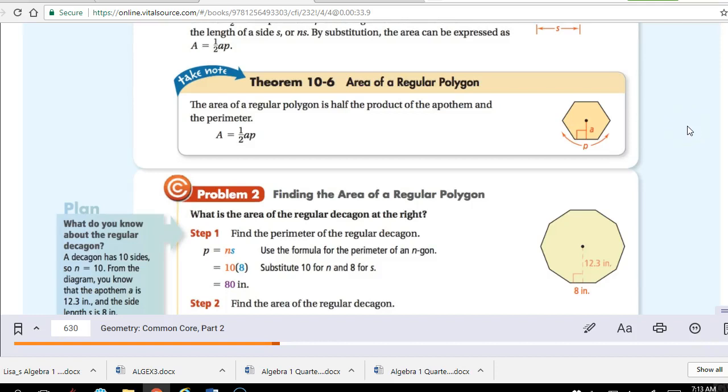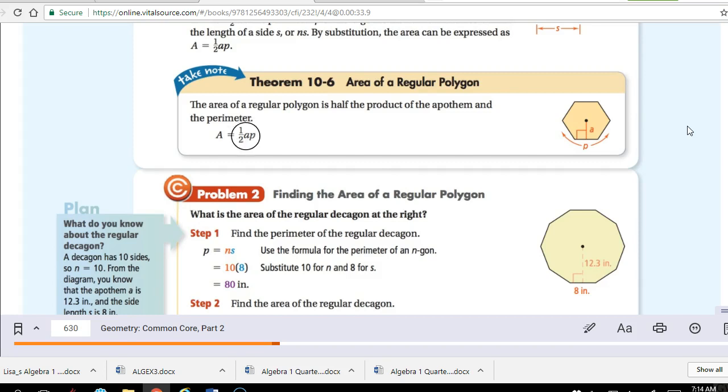Hello, we're looking at problem number 2 found on page 630 of your Geometry Part 2 textbook. This is in lesson 10.3. And what we're looking at today, before we actually get to problem 2 here, to find the area of a regular polygon, let's look at the note right above it on how to do that. It says the area of a regular polygon is half the product of the apothem and the perimeter.